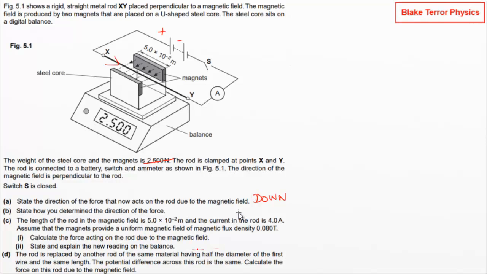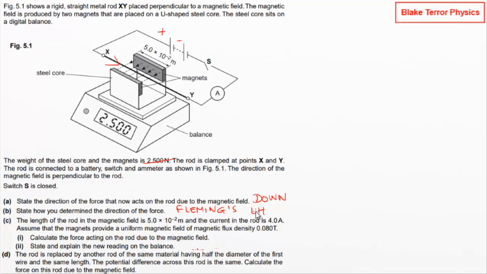Part B, state how you determine the direction of the force. So I'm going to say that it's Fleming's left hand rule. Of course, you could use Fleming's for this. As I've said in previous videos, I'm not a big fan of Fleming's rule. It just seems more contortion is required.